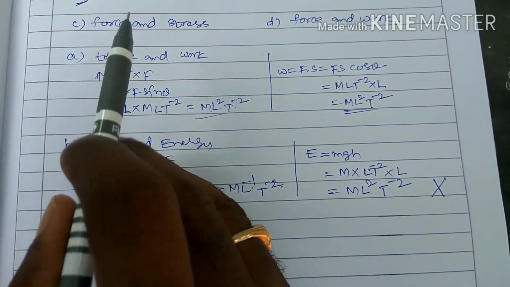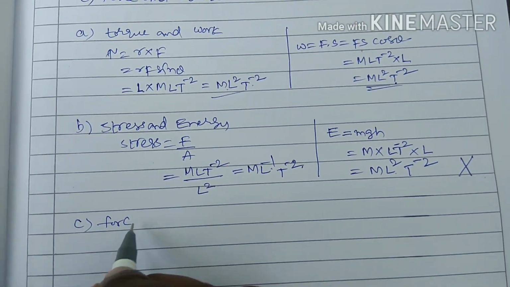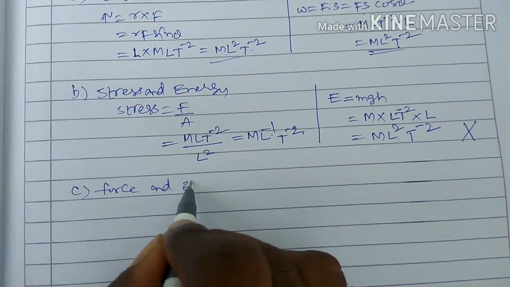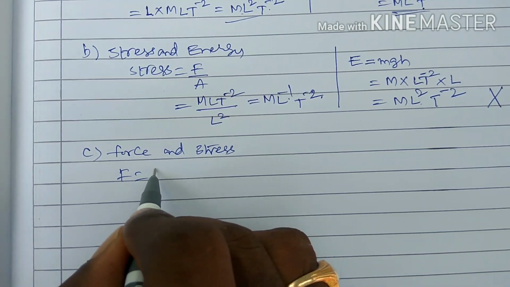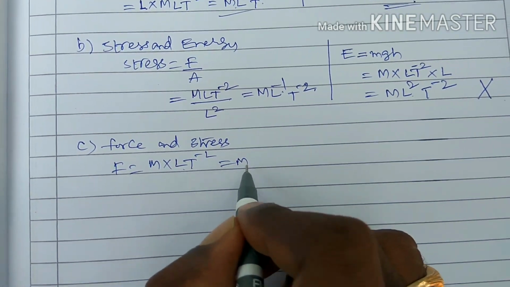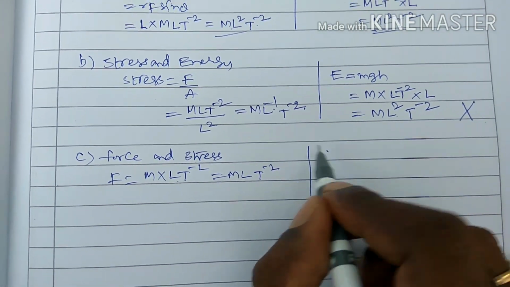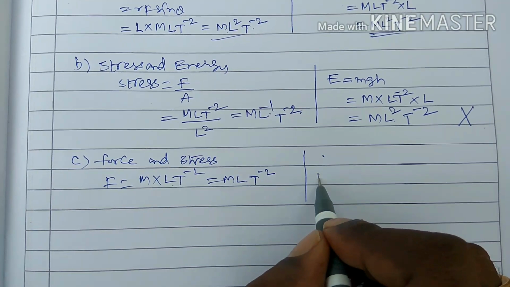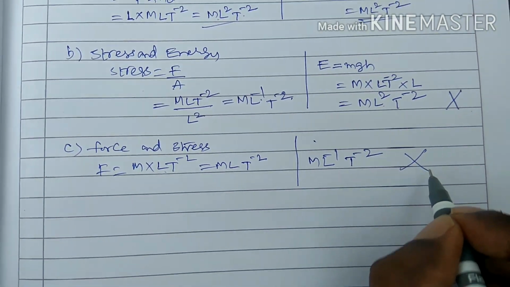And coming to option C, force and stress. Force F is equal to ma, that is mass into L T minus 2, which is M L T minus 2. And stress, we already found as F by A, that is M L minus 1 T minus 2. So these are not identical.